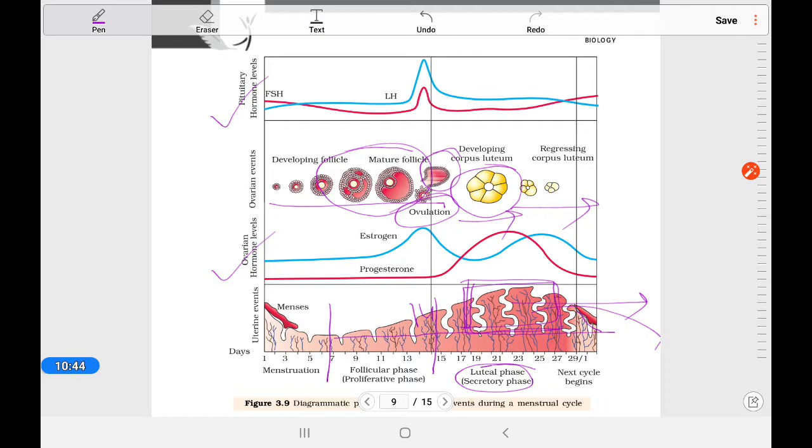Now see the ovarian hormones. Estrogen is the main hormone, and in the proliferative stage and at the time of ovulation it is at its maximum. Gradually it decreases again. Whereas progesterone is minimum in the first phase, the follicular phase, but it is maximum later because it plays a very important role in implantation. So you can see it is maximum in the luteal or secretory phase.